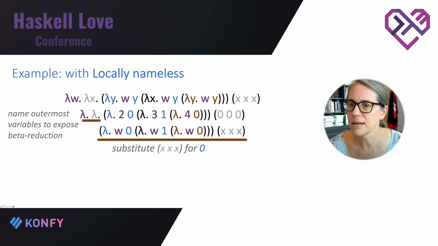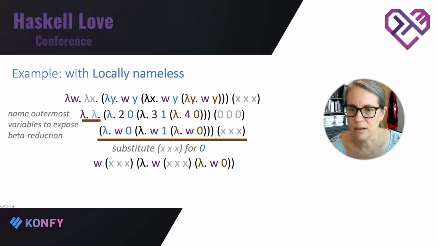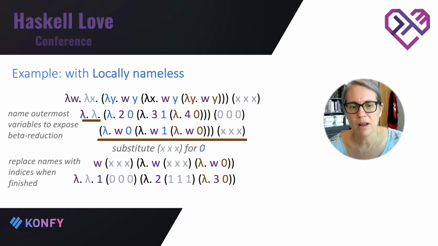This time we're substituting XXX for bound variable 0. Notice that XXX has no indices in it. It only has free variables. And we do that substitution. And then after we do that substitution, we're not done. We have to go back out and reconvert the free names W and X back. We have to re-add the binders that we peeled off. And so we finally end up with the same version that we got with de Bruijn indices. We just did things in a different order.